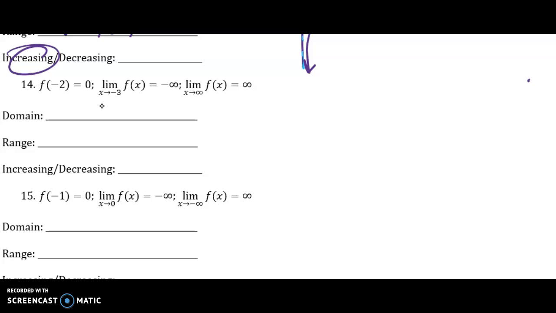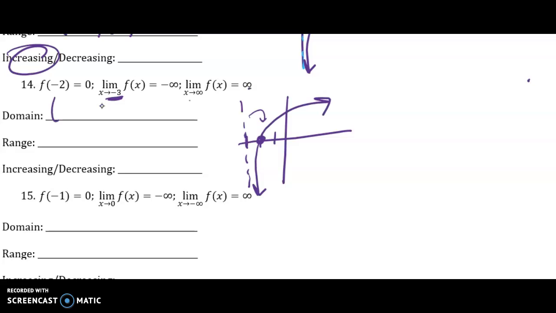So this next one, again, make a sketch, negative 2, 0. The limit as x approaches negative 3, so that makes me think that I probably have an asymptote there, is negative infinity. And since this point is on this side of the graph, I'm probably also on this side of the graph. And then as x approaches infinity, I get bigger. So my domain this time is negative 3 to infinity. My range is negative infinity to infinity. And this graph is also increasing. It's generally getting bigger.